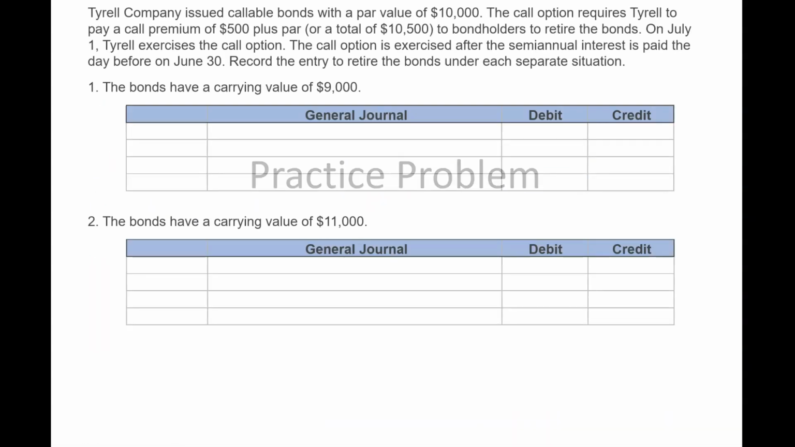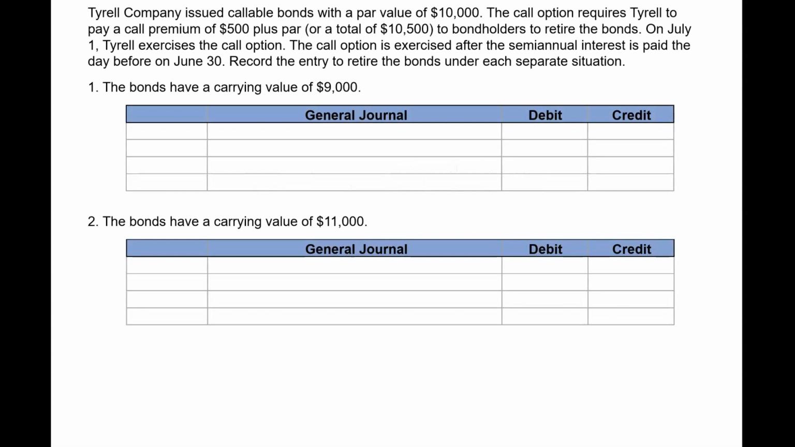Okay, let's work on a practice problem. Tyrell Company issued callable bonds with a par value of $10,000. The call option requires Tyrell to pay a call premium of $500 plus par, which is a total of $10,500.